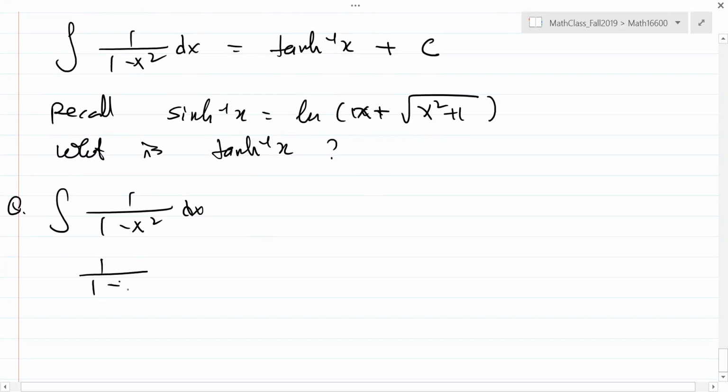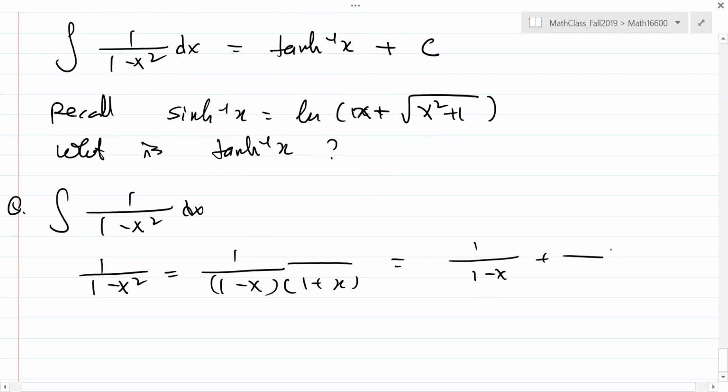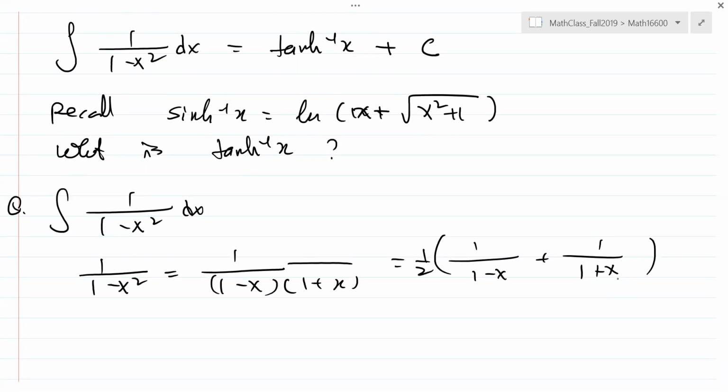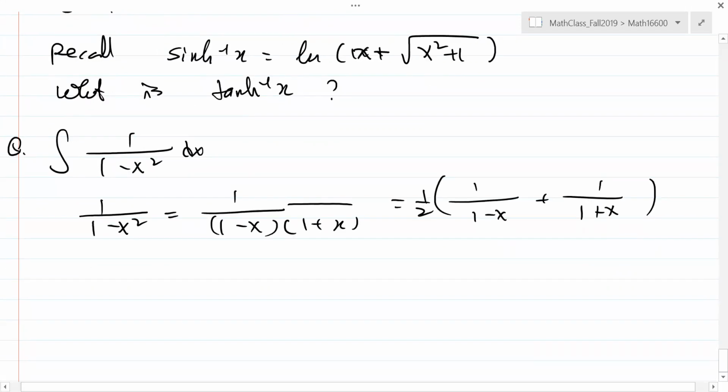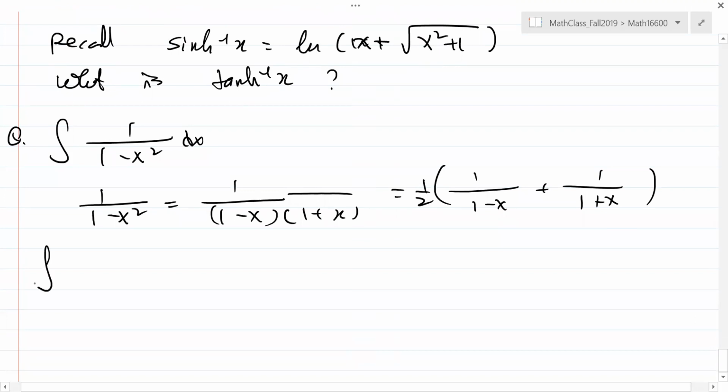Well, 1 over 1 minus x squared is going to be 1 over 1 minus x times 1 plus x. You can decompose it. When you add the fractions together, you get 1 plus x plus 1 minus x. The x terms cancel out, so you have to divide by 2. This is an identity: 1 over 1 minus x squared can be decomposed. Then you put the 2 and the natural log.